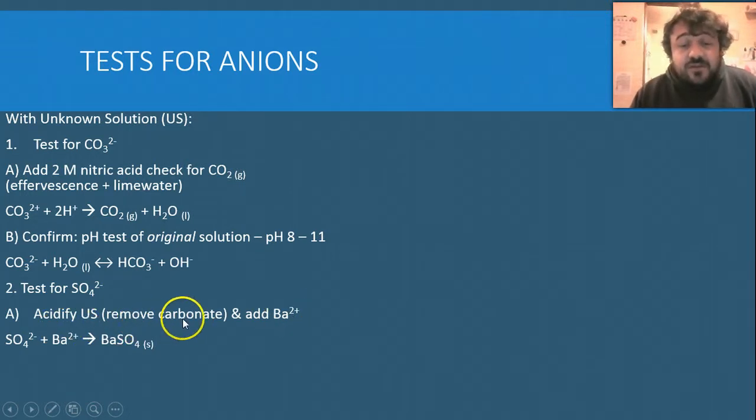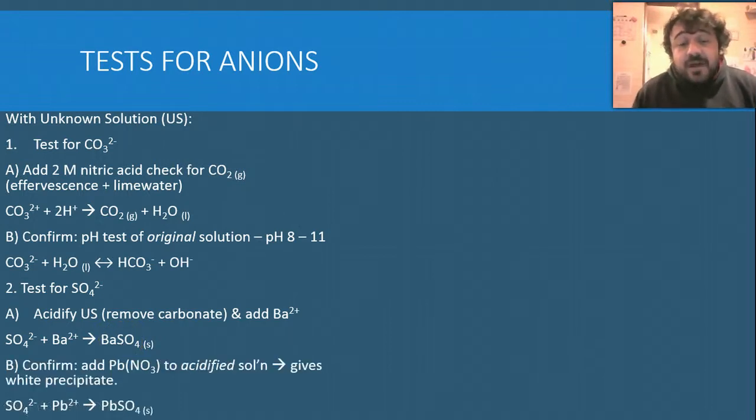So you test for sulfates by adding a barium solution, barium nitrate, something like that. And when you do that, you get solid barium sulfate. You confirm this by adding lead nitrate to the acidified solution, and this will give a white precipitate. So lead sulfate is a white solid. You see that there, sulfate plus the lead gives that.